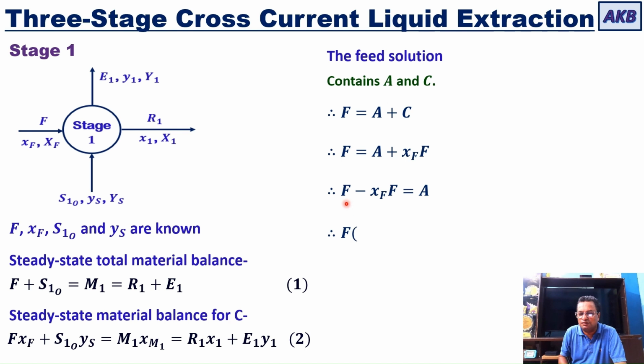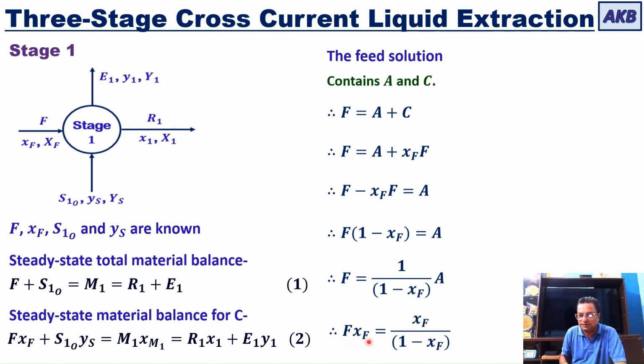Now I can take F common out of these 2. So it will be F into 1 minus xF, that is equal to capital A. In the next step, I will bring this term on this side. So it will be F is equal to 1 upon 1 minus xF into A. Then I will multiply on both the sides with xF. So it will be F into xF, that is equal to xF upon 1 minus xF into A. But this is nothing but xF upon 1 minus xF.